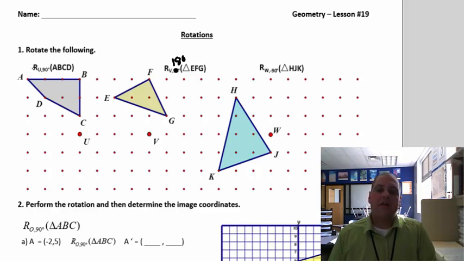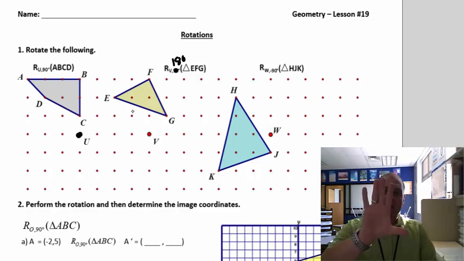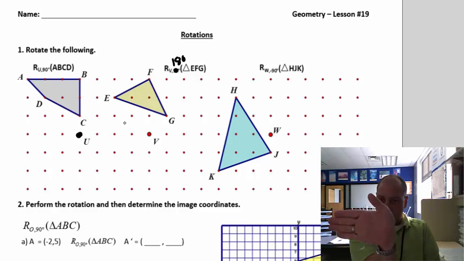Now, I want you to take a look at the notation. Capital R for rotation. The U here is the center of rotation. That's the point we're going to rotate around. 90 degrees is how much you want to rotate. That's a quarter turn. So if I'm straight up in the air, rotation 90 is a quarter turn.